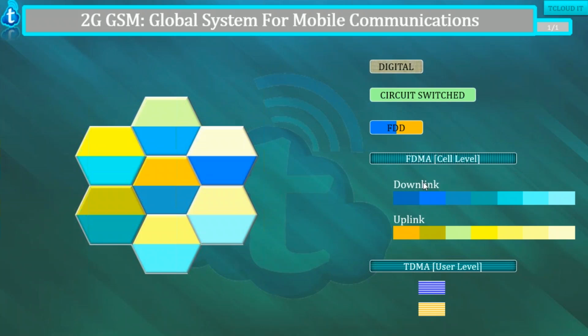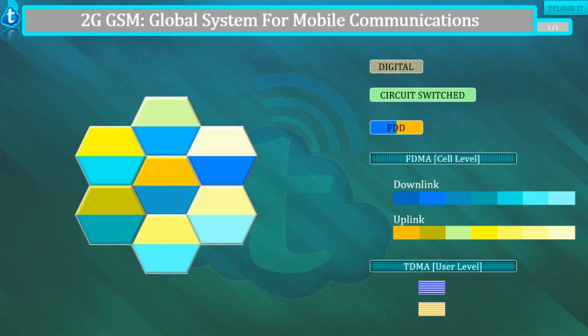Okay. Second point, in 2G technology also we would be using this circuit switched mechanism. For a destination, there must be a circuit established between the source and destination. Okay, great. Then we are again using the FDD concept here.